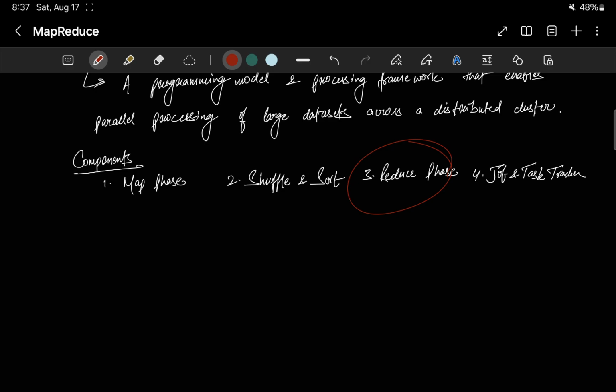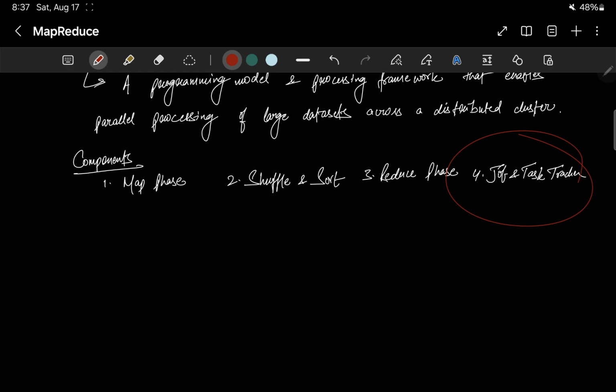The responsibilities include the reduce function, which aggregates or processes the grouped data based on the key to generate the final result, and it writes the final results to the output storage. Okay. And next, job and task tracker.